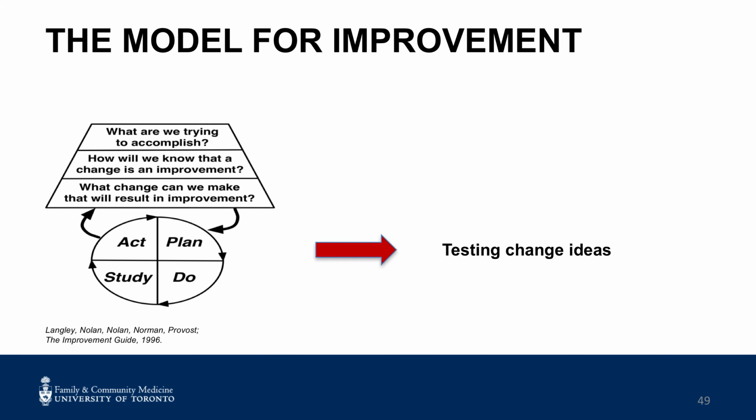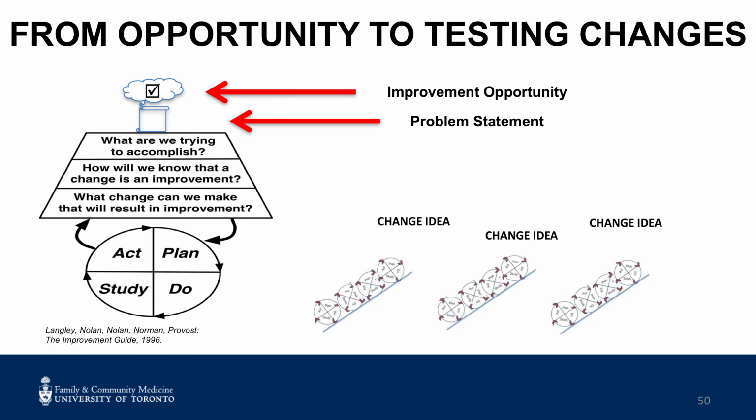Now we are ready to test the change ideas that we generated as a team as part of the third question in the model for improvement. The PDSA, Plan, Do, Study, Act, Cycle, is the testing approach we take with each change idea. Note that there are many PDSA ramps in this visual of the model for improvement. For each change idea that we decide to test, we can anticipate a number of PDSA cycles or tests of change.